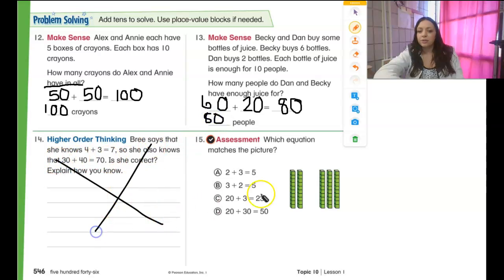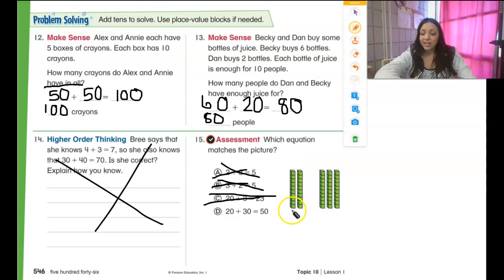We're going to cross off number 14, and then here's our little tester assessment. Okay, which equation matches the picture? I have 2 tens over here and 3 tens. Is 2 plus 3, does that match? No, these are tens, so that cannot be it. 3 plus 2, can that match? No, that's not just 5. 20 plus 3, is this 23 together? I don't even have any ones, so it can't be that one. How about 20 plus 30? I have 2 tens, which is 20, and I have 3 tens, which is 30, which would be equal to 50. Good job. So it's going to be D.